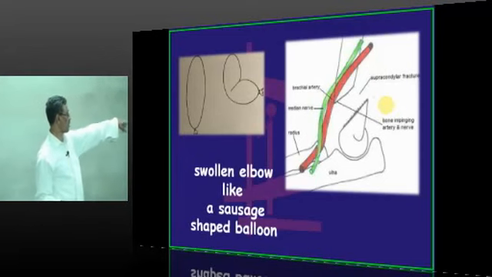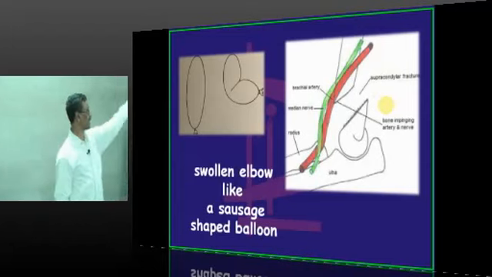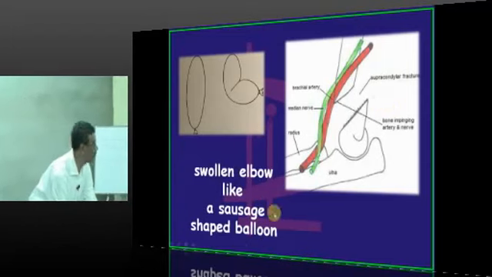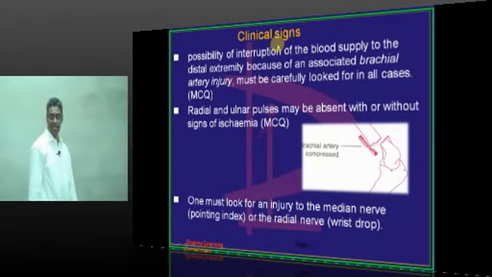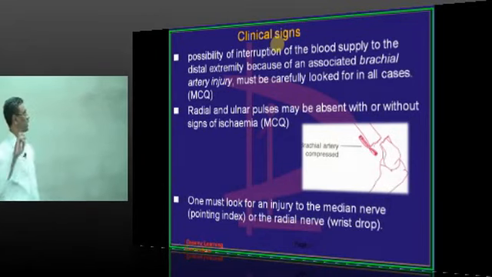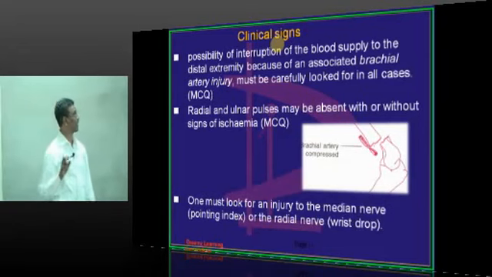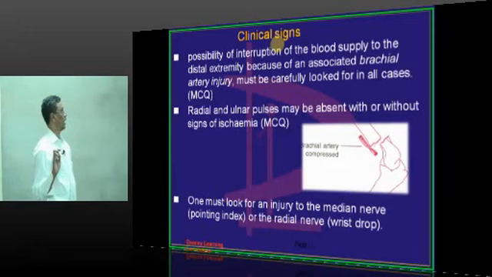Now see this one, this swollen, balloon-like elbow, and this I told you. When you try to flex it more and more, the pressure will be more and more, and exactly the pressure will be at the area of the brachial artery. The brachial artery and the median nerve are going together like this. Clinical signs: there is a possibility of interruption of the blood supply to the distal extremity because of the associated brachial artery injury. And this must be carefully looked for, okay.